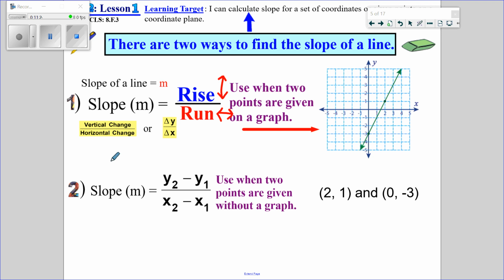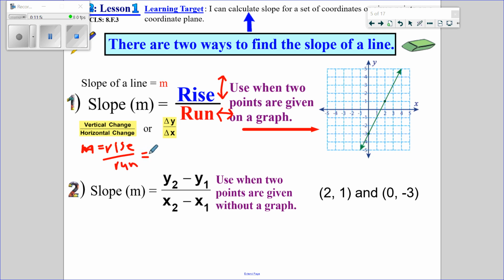And then we have the second way, which is slope m equals y2 minus y1 over x2 minus x1. This is when 2 points are given without a graph. For instance, (2, 1) and (0, -3). But first, we're going to look at the graph. And we are going to do the rise over run. So I'm going to come over here, and I'm going to write m equals rise over run.